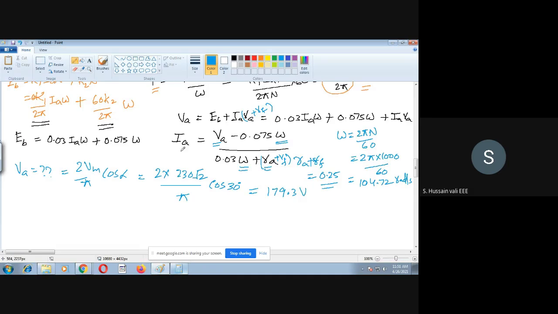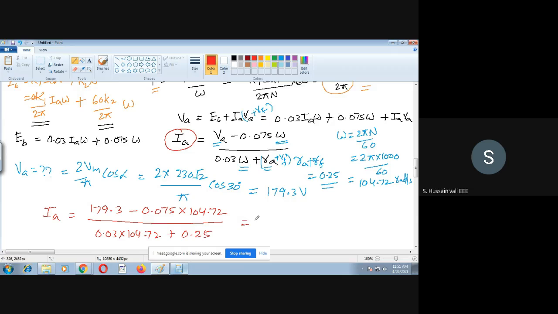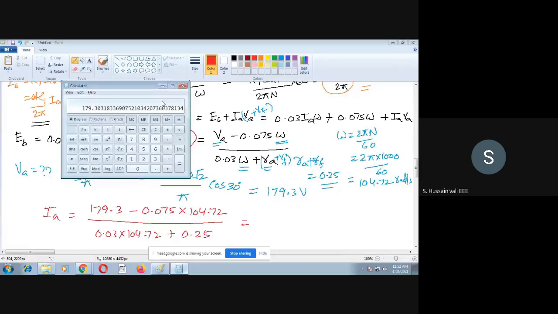Now we got everything to find out IA. So IA is equal to 179.3 minus 0.075 into omega. Omega value is how much? 104.72, whole divided by, now everything we got, 0.03 into 104.72 plus 0.25. We got everything. So we have to simplify this, then only we'll get the value of IA.